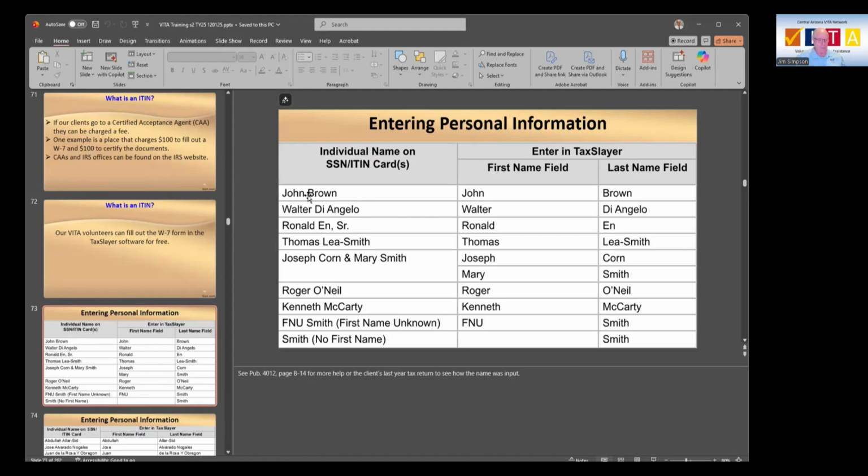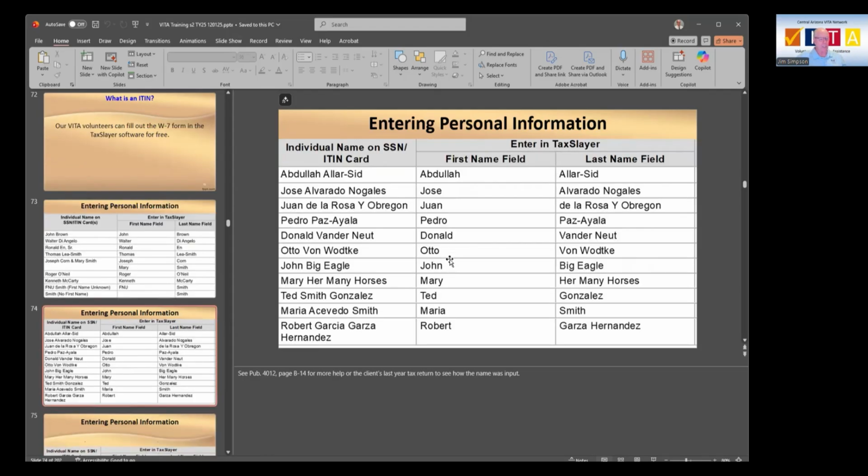If it says John Brown, well, that's pretty common. But I'm going to go to the next page that's got some more things. Like, look at this. I told you a minute ago, I see Social Security cards that have like 5 names on them. Here's one with 4: Robert Garcia Garza Hernandez. Is Garcia, do I put G as the middle initial, or is it just Hernandez? This gives us at least some clues of how to enter in TaxSlayer.